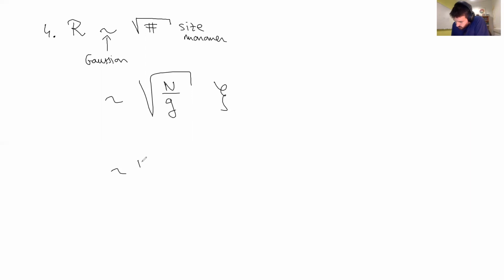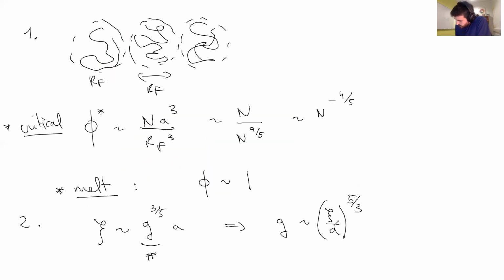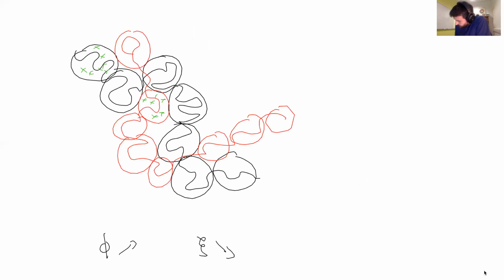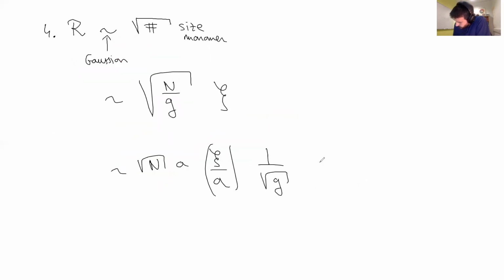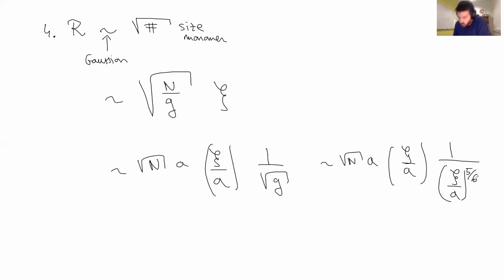So I can just rewrite it this way, square root of n, I can introduce a and just remove it here. And then I have 1 over square root of g. And remember, g is a function of psi here. It's psi over a to the 5/3. So psi over a, and then you have 1 over psi over a to the 5/3, to the 1/2, so to the 5/6. Therefore, you end up with this relation. It's psi over a to the 1/6.